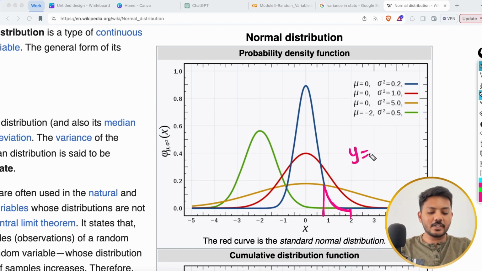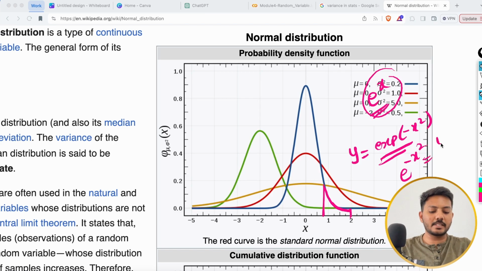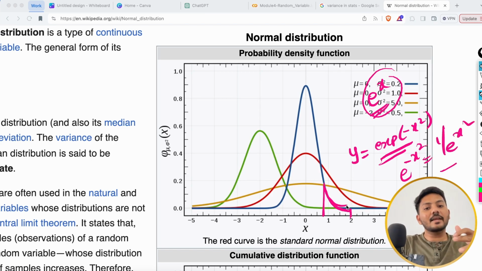Because what is the equation? y equal to exp of minus x square. What is exp? Basically e power x, exponential function. So this is basically e power minus x square. It is basically 1 by e power x square. The value decreases in a very fast exponential way. Hopefully you understand the properties of a normal distribution.